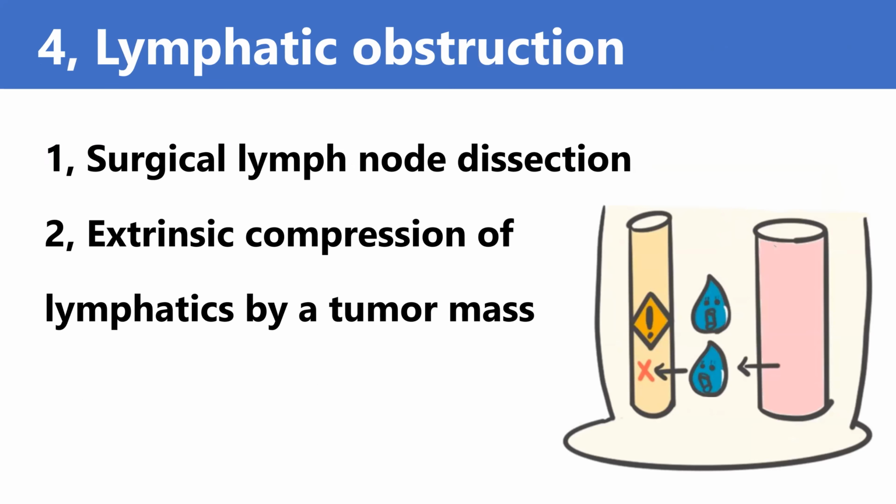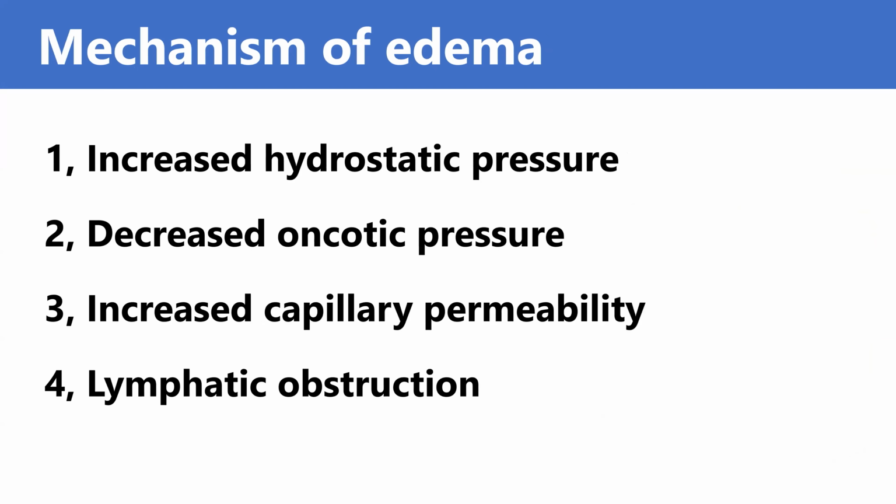And the last one, the fourth category, is edema due to lymphatic obstruction. This condition presents differently and is treated differently, so it is given the special name lymphedema. Lymphedema is predominantly caused by malignancy, either from surgical lymph node dissection or from extrinsic compression of lymphatics by a tumor mass. In summary, there are mainly four categories of mechanism of edema, and increased hydrostatic pressure and decreased oncotic pressure are common.